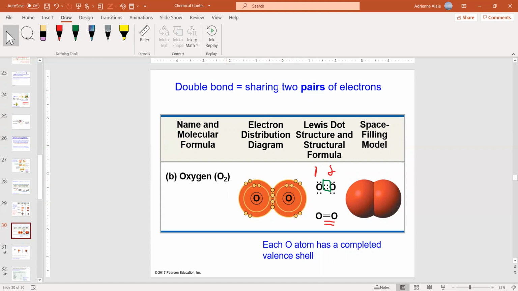Okay, so the double bond is the sharing of 2 pairs, not 2 electrons, 2 pairs. And we know that there are 2 in a pair, so it's the sharing of 4 electrons. And that's what you see here, right? The ones that have been put between the 2 oxygen atoms.